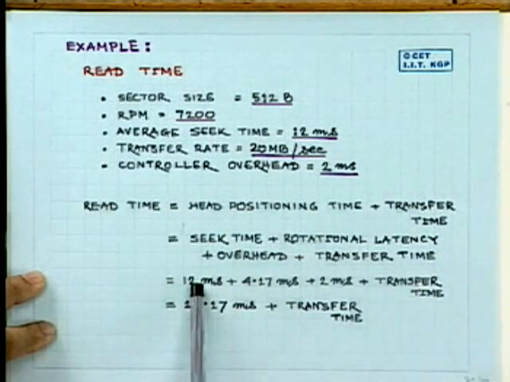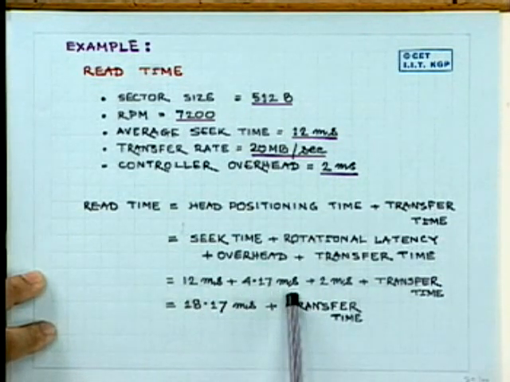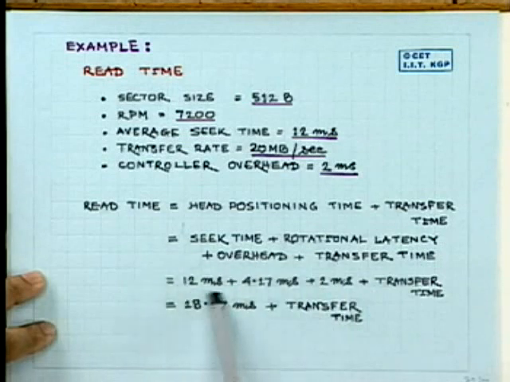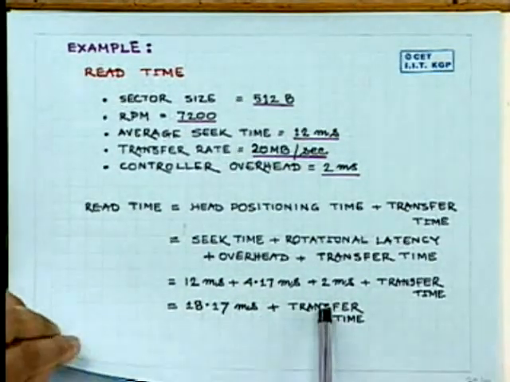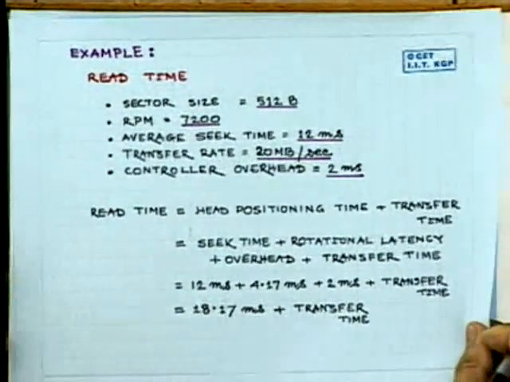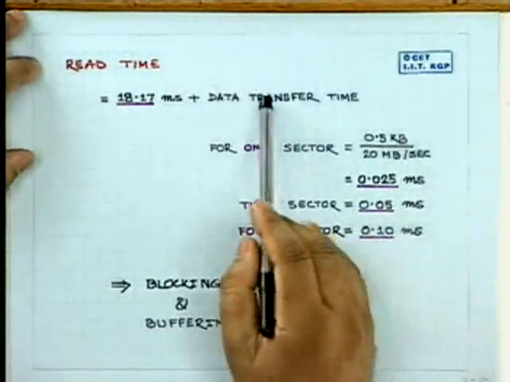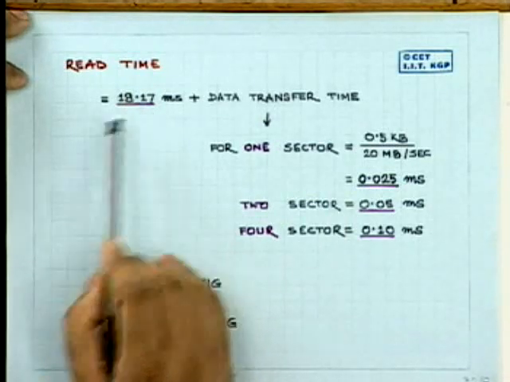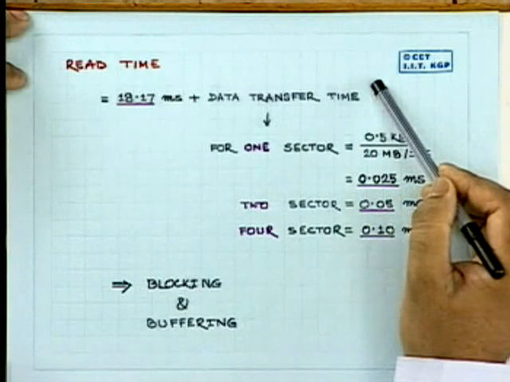Now, taking all these figures, seek time is 12 millisecond, rotational latency is 4.17 millisecond, then overhead is 2 millisecond. All taken together turns out to be 18.17 millisecond plus the transfer time. Okay. Now, the access time therefore will be 18.17 millisecond plus the data transfer time.